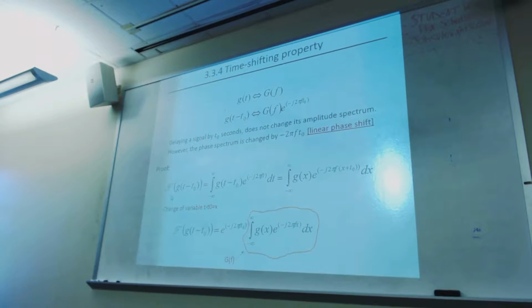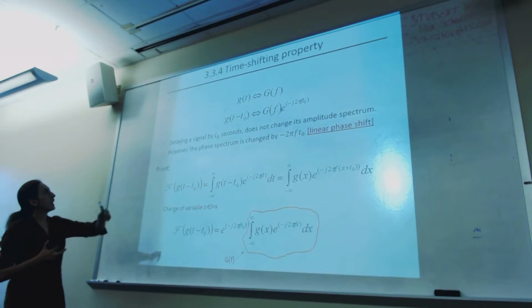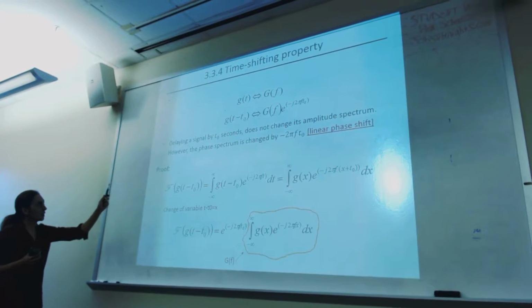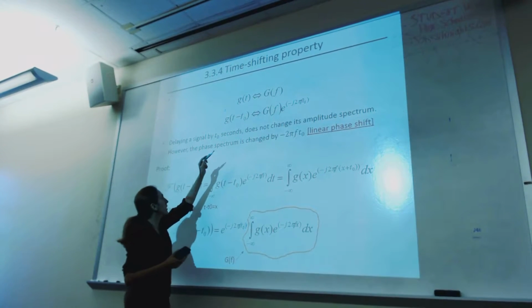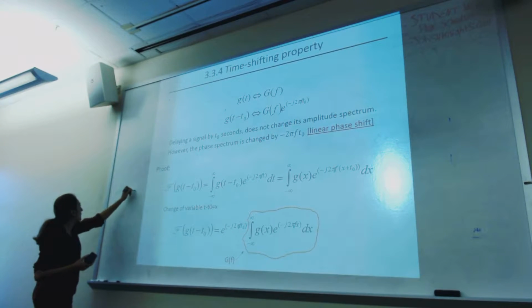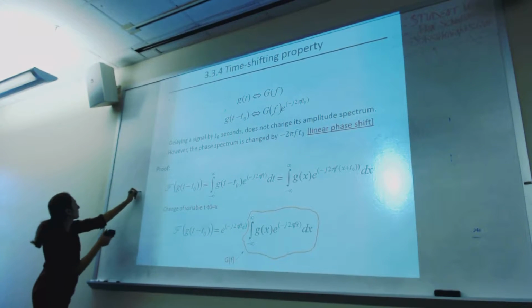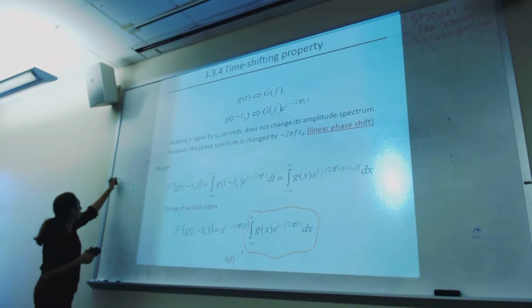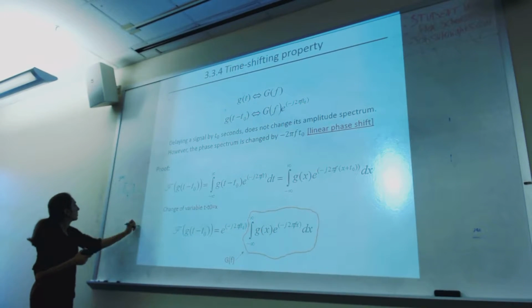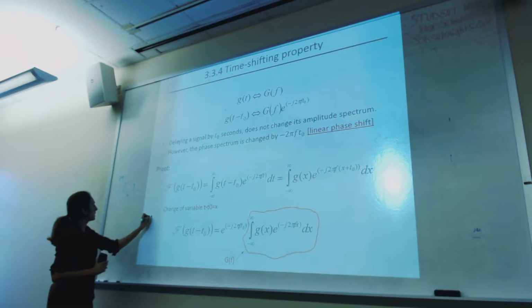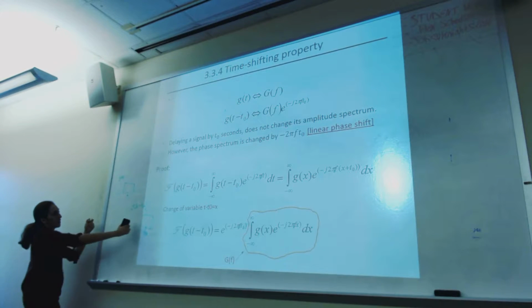And then we saw some examples, and I guess we stopped here. Now the time shifting property. We have already seen the time shifting property: if I shift the signal in time by a value of t naught. So if I have one signal, let's say this is my signal, and then I shift it by a value of t naught, so this is g of t minus t naught, I shift it in the time.